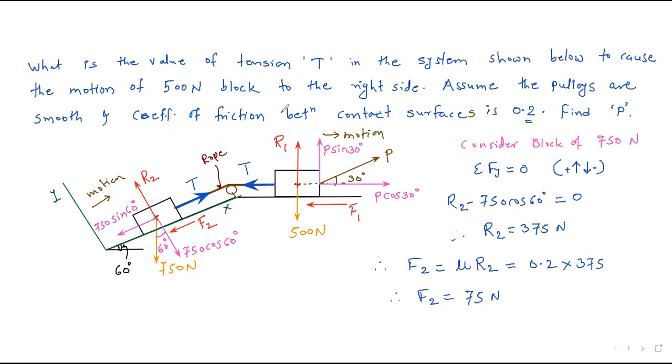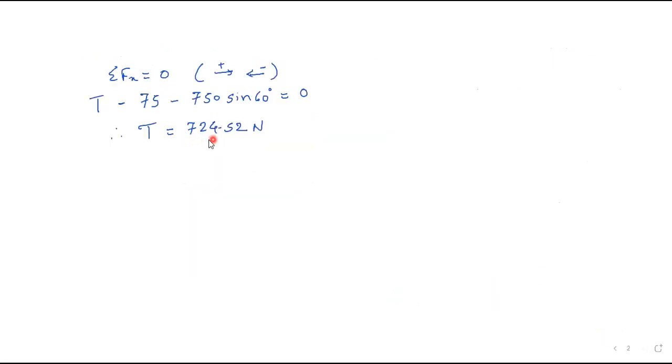So here we have calculated the value of T. So this T is the force in the rope. So the tensile force in the rope. What is the value of tensile force in the rope? It is 724.52. This is all about block 1.